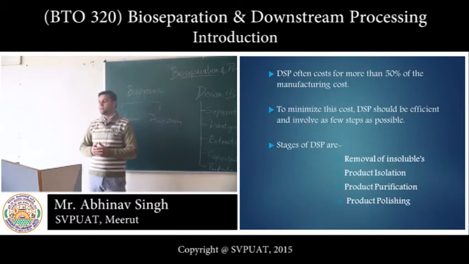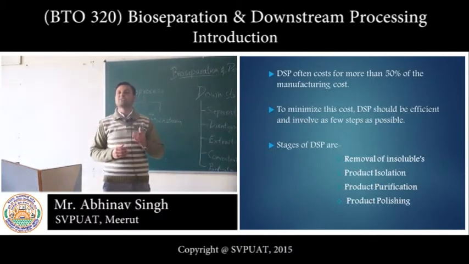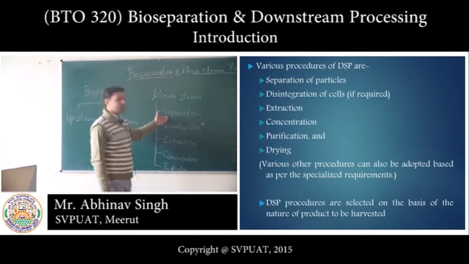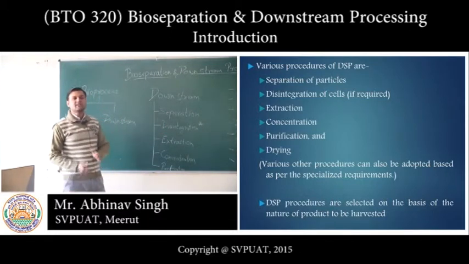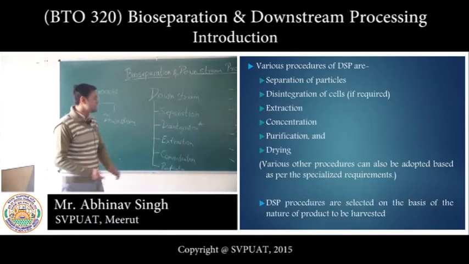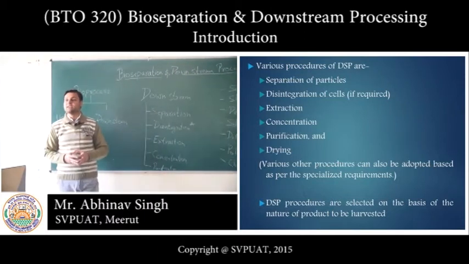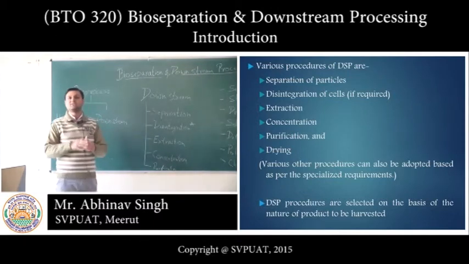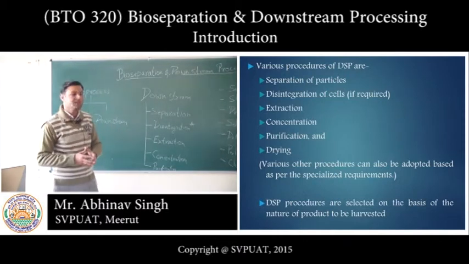So now we are going to see exactly what the stages are into which our downstream processing has been divided. Our downstream processing has been divided into the separation process, which we had already discussed. Next is disintegration. Disintegration will be required only in certain cases, that is why it has been marked with a sign which indicates that it will not be required in each and every case of downstream processing.